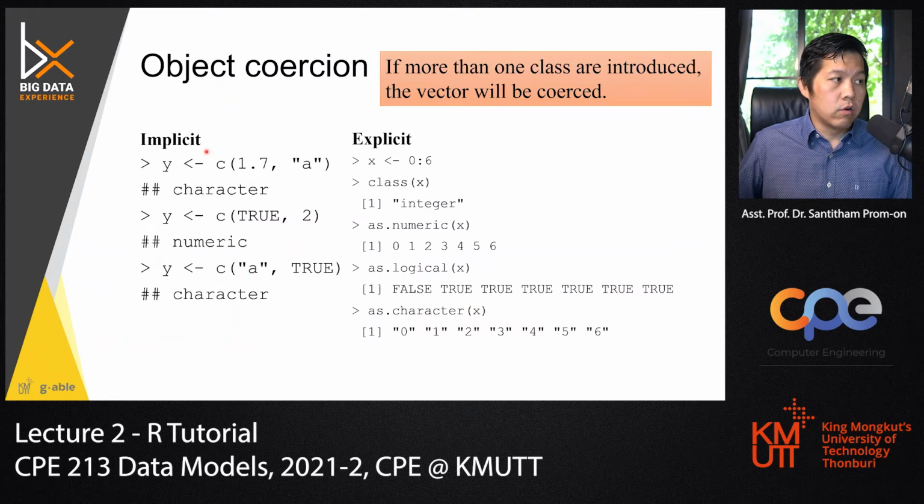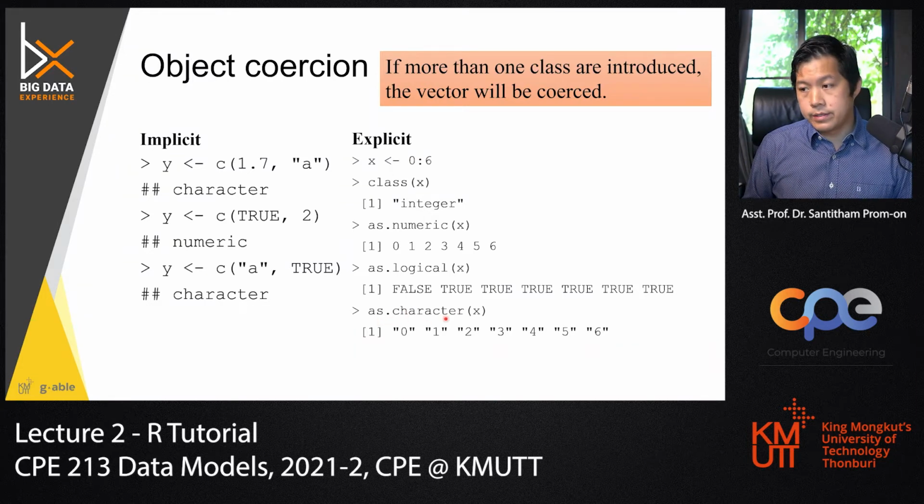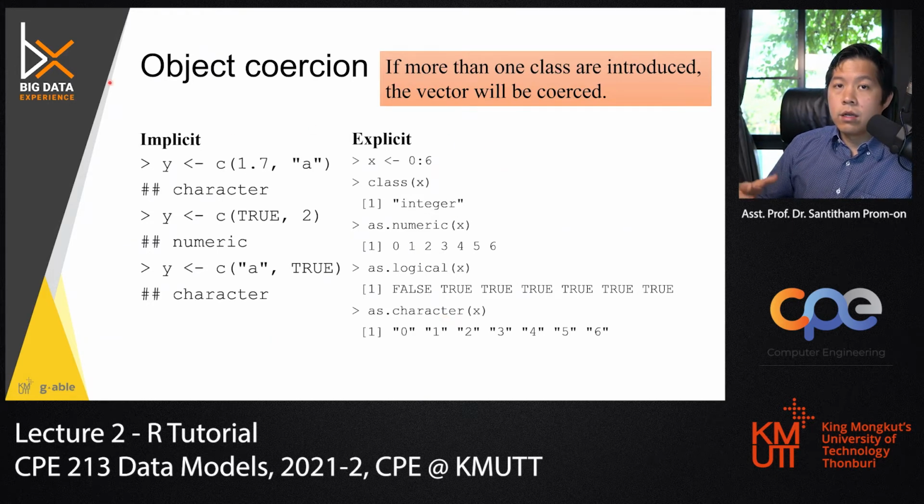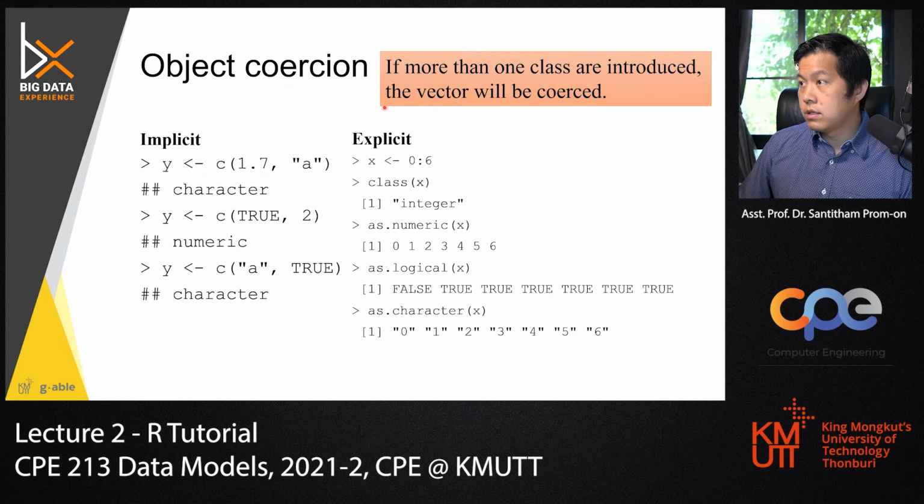This is implicit coercion. For explicit coercion, you can call a function to do that. Like if you have 0 to 6 and you want to convert it into, say, character, then you can use as.character to convert everything to character. Right? So this is the object called vector, which is the core module of R.